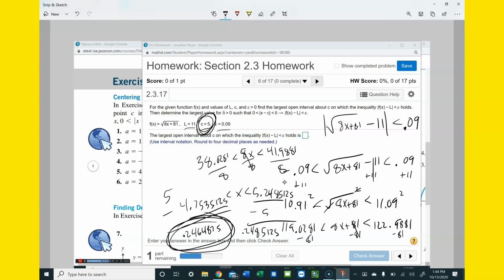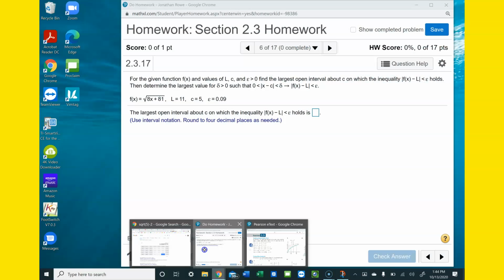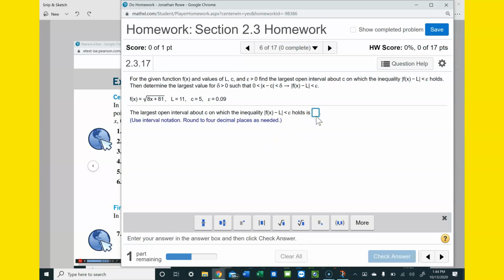The largest open interval. Let's now answer the questions. The largest interval about c on which the inequality holds is these two numbers: 4.7535 to 5.2485. Okay, so let's go back to the problem and try to enter those answers. Use interval notation.